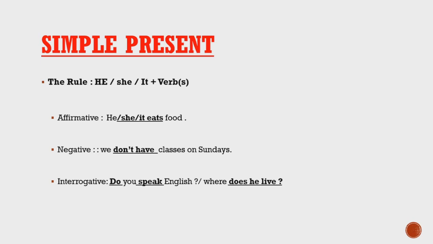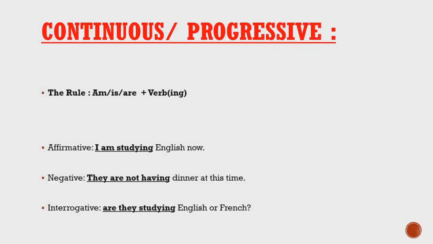The negative form would be, we don't have classes on Sundays. That is, subject plus don't plus verb and the rest of the sentence. The interrogative would be, do you speak English, or where does he live? In the interrogative, we always start with do or does. All right? Let's move to the present continuous, in other words, the progressive.